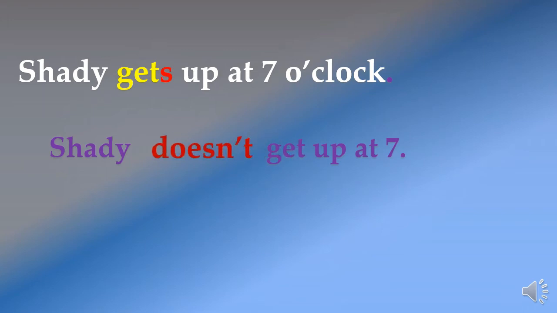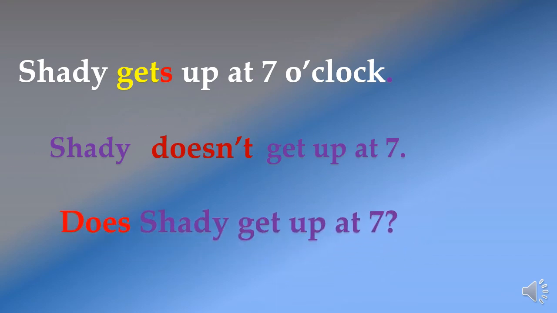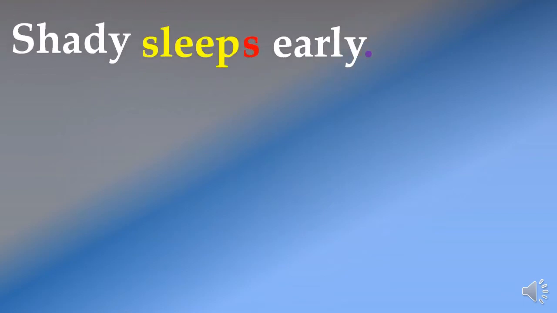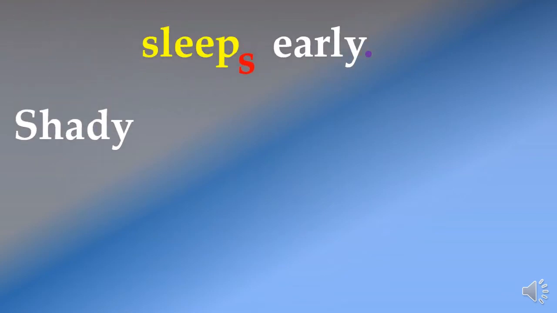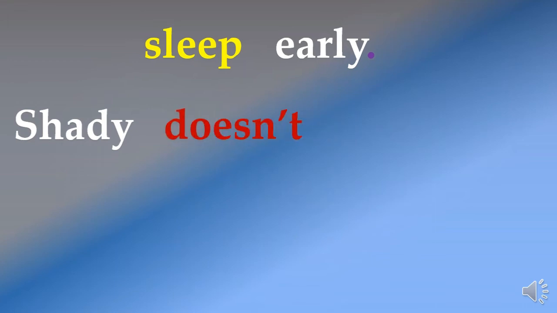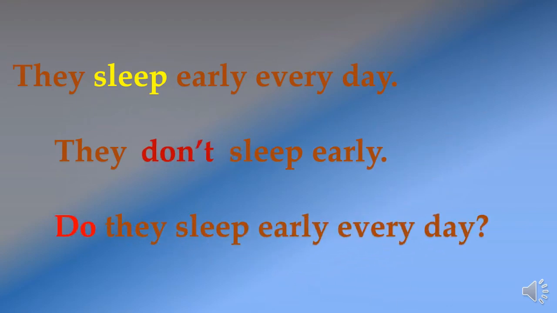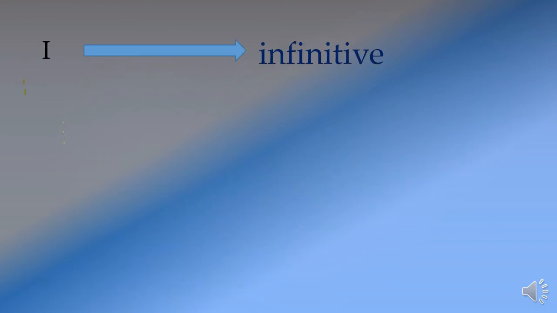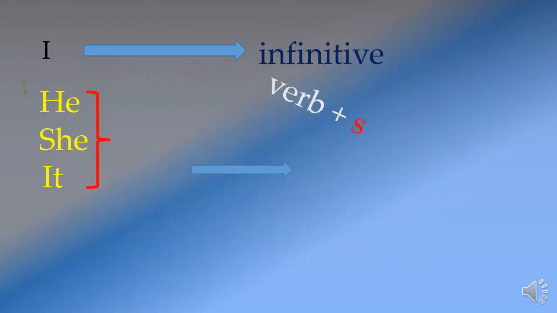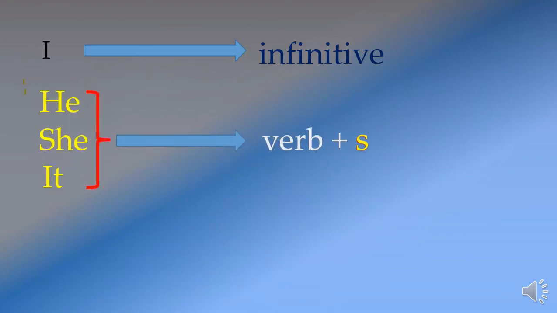And if we want to form a question, at this time we can use does: Does Shadi get up at 7? Shadi sleeps early. Shadi doesn't sleep early. They sleep early. They don't sleep early. Do they? That's the final rule to be remembered.